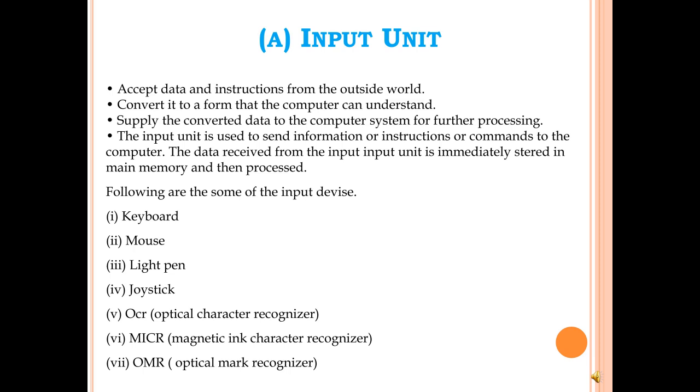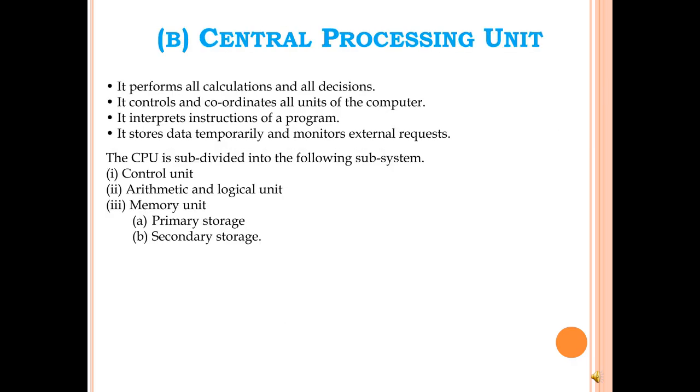Following are some of the input devices: keyboard, mouse, light pen, joystick, OCR, which is also known as optical character recognizer, MICR, magnetic ink character recognizer, and OMR, optical mark recognizer. Then, from the input unit, we move to the central processing unit.